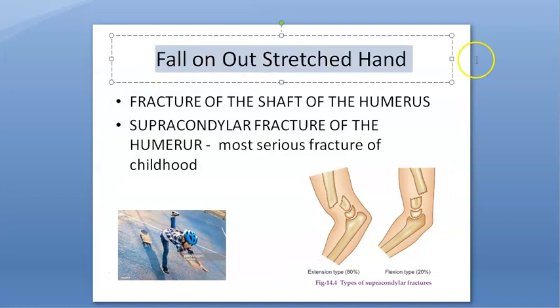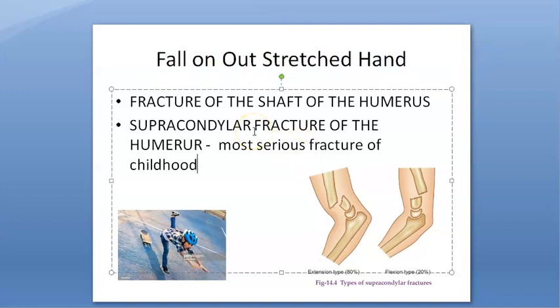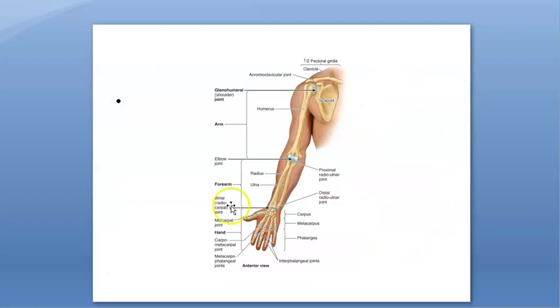Now let's proceed forward. What will happen next? After your shoulder joint, touch and see what is there. Your humerus. So there can be a fracture of the humerus, right? Now let us talk about this one. Supracondylar fracture of the humerus. See, shaft of humerus we finished. Now coming down a little more, supracondylar fracture of the humerus. So where is that? Here.